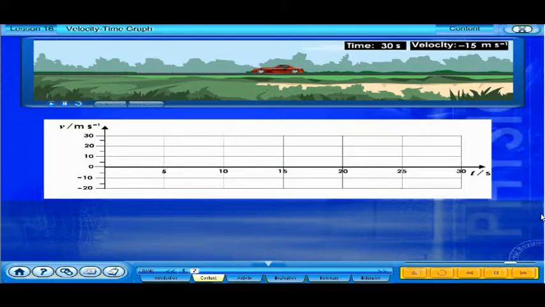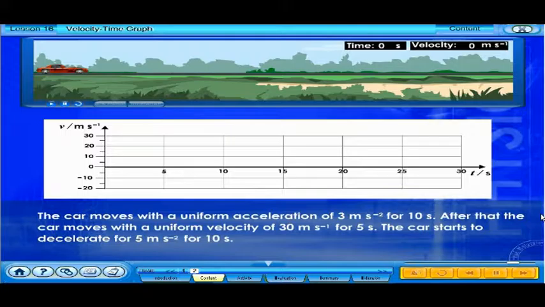Let us see the motion of a car according to the graph given. The car moves with a uniform acceleration of 3 meters per second squared for 10 seconds. After that, the car moves with a uniform velocity of 30 meters per second for 5 seconds. The car starts to decelerate at 5 meters per second squared for 10 seconds.